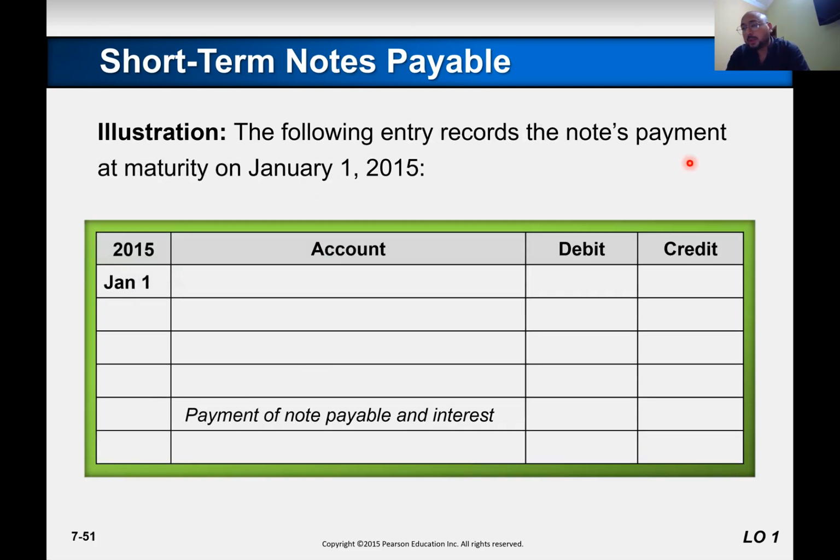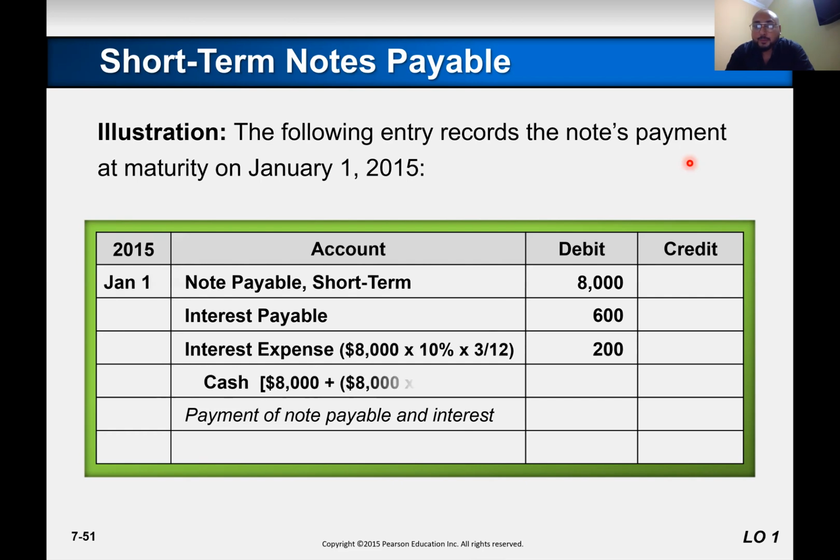So finally, when you pay that, it's simple, you decrease the liability and the cash and the interest expense as well. So notes payable you pay back, decrease the liability. Decrease in liability means debit, and you pay cash. How much cash do you pay? 10% on this one, 800. So the total amount you paid is 8,800, in which 800 was the interest, right?